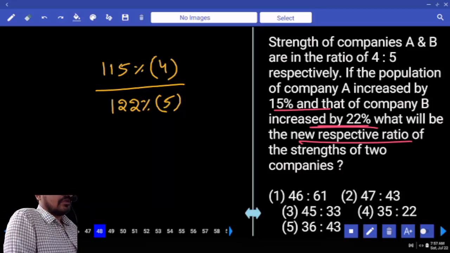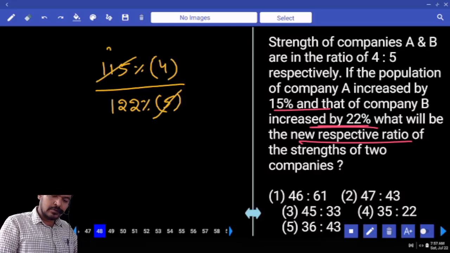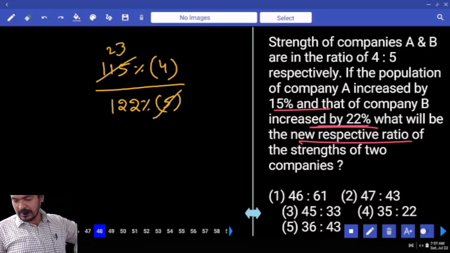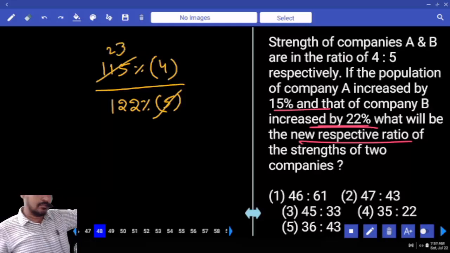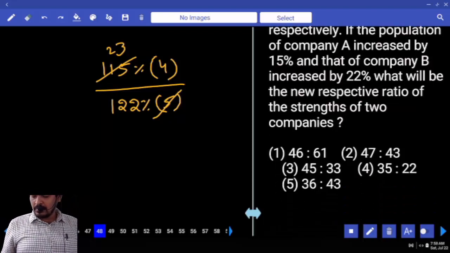4 by 5. Numerator 4 parts, denominator 5 parts. Numerator is increased by 15%, denominator is increased by 22%. Then we get the new fraction. 115, 5 how many times? 23. Means the numerator value must be a multiple of 23. How many options? Only one.